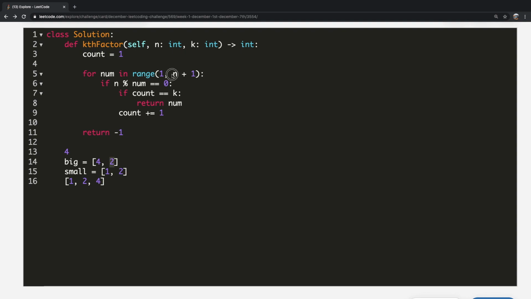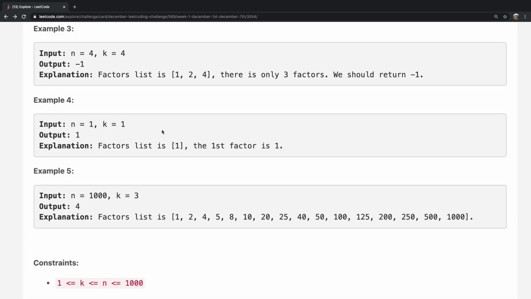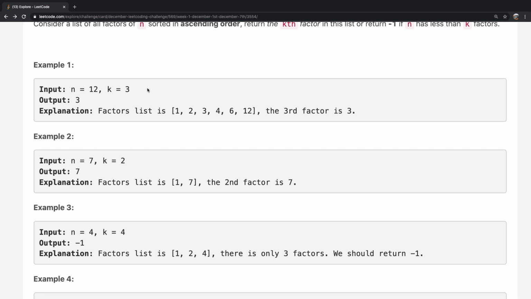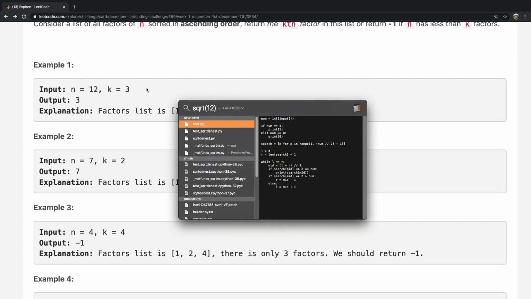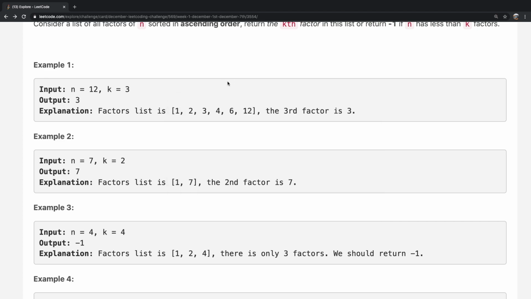So in this case, we went all the way up to n plus 1, right? So we got the number n itself. But in this case, what this is basically telling us is we're only going to go up to and including the square root of the number. So let's look at 12, right? What is the square root of 12? I think it's going to be 3 point something. Let's just check actually. Okay, so yeah, the square root of 12 is 3.46. And what we're going to do is go up to and including the number 3.